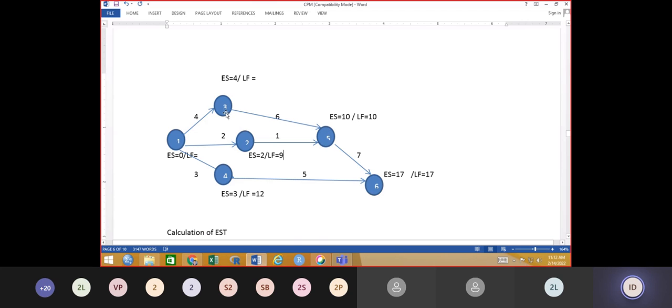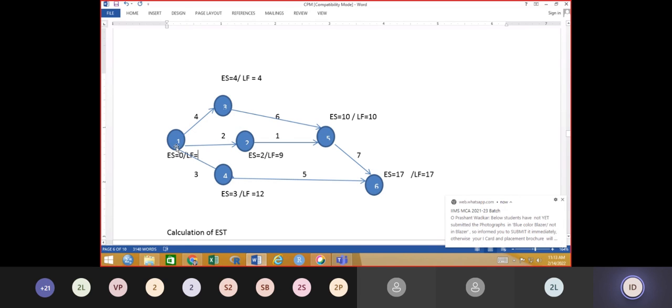Now again for the 3 to 5 activity, the latest finish time is 10, right? So again 10 minus this duration will be how much? 4. Now we have to work this out. In forward calculation we took the highest one. Now here we have to take the minimum one. So for the 1 to 3 activity the latest finish time is 4, for the 1 to 2 activity it is 9, and for the 1 to 4 activity it is 12.